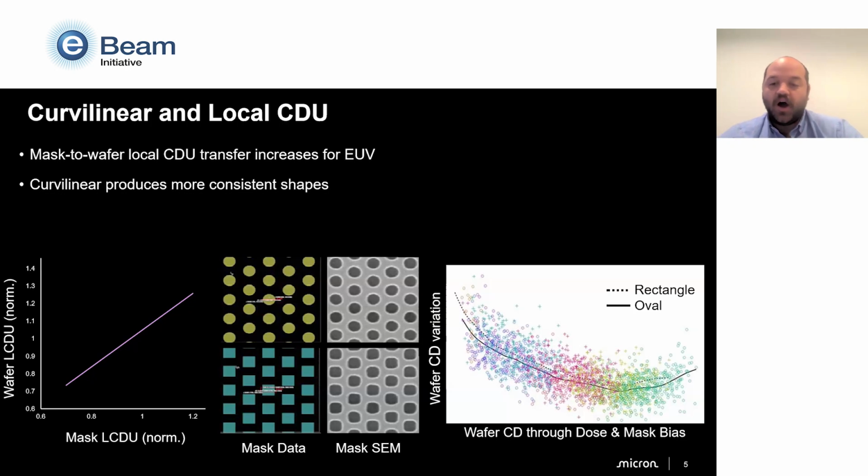on mask. On the right graph, you can see that wafer CD variation improves with curvilinear or oval shapes. So you can see that this solid line at the bottom represents the oval contact versus the dotted line represents the rectangular contact or Manhattan. So this improves variation through dose and mask bias across the board. Curvilinear is always better. So we can see the advantage of curvilinear shapes in the SEM images as well. You can see visually that they're more uniform.